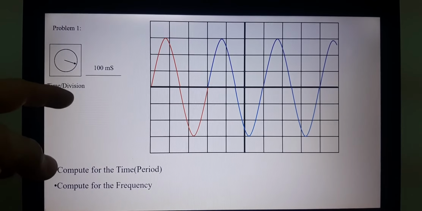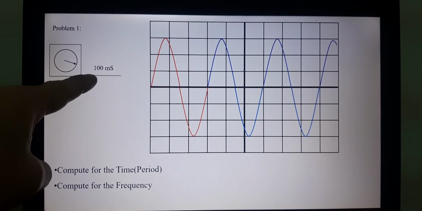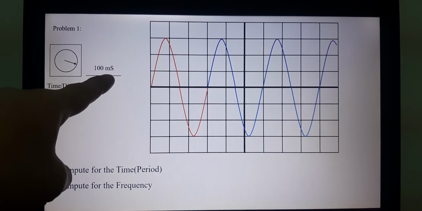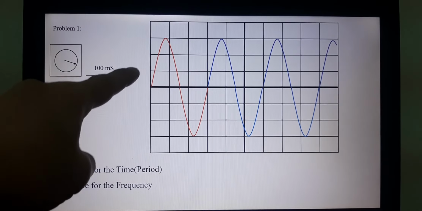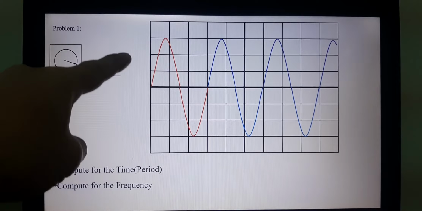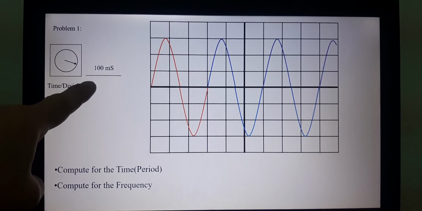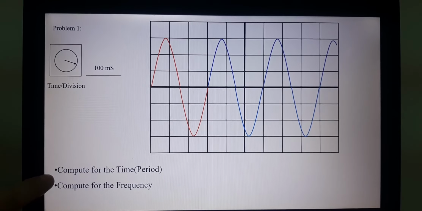In this problem number 3, we have 100 milliseconds. So again, to remind you, you need to convert this to seconds to proceed in your computation. And also, you need to compute for the time and frequency. Again, you are going to submit this on our next online meeting.